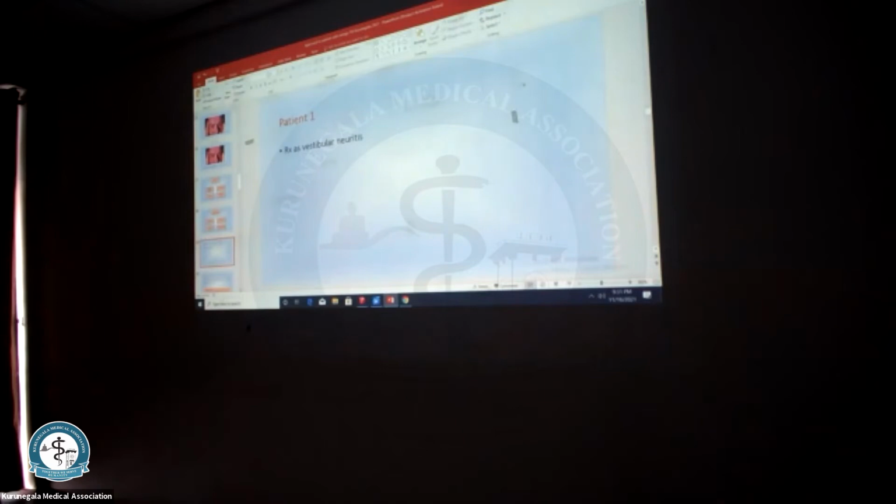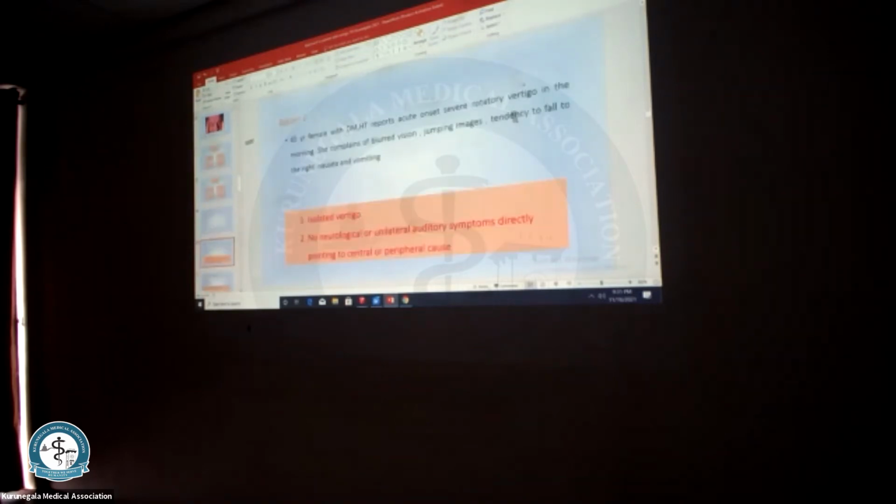Because in the emergency department, it will be a clinical diagnosis. Early in the presentation, CTs will anyway be normal, even if there is an infarct. So there will be a clinical differentiation. So you go to another patient.